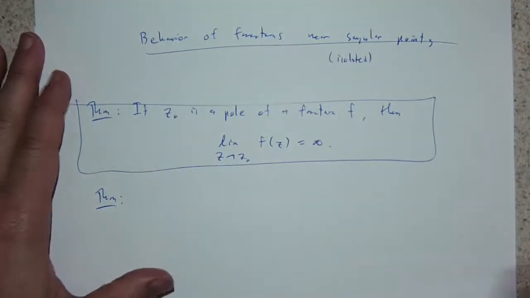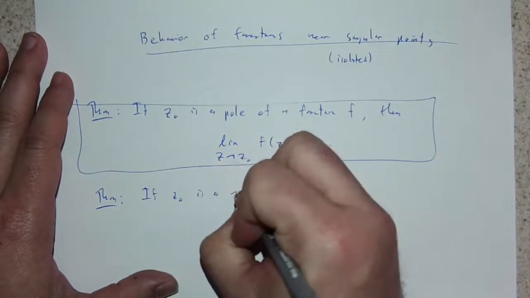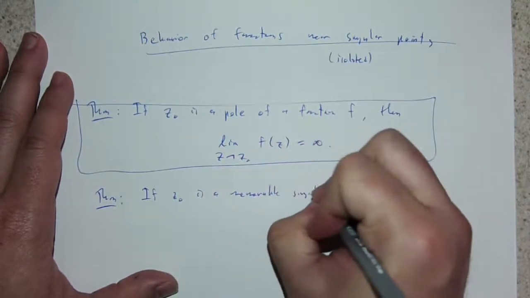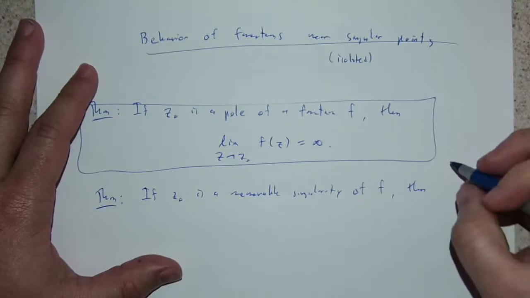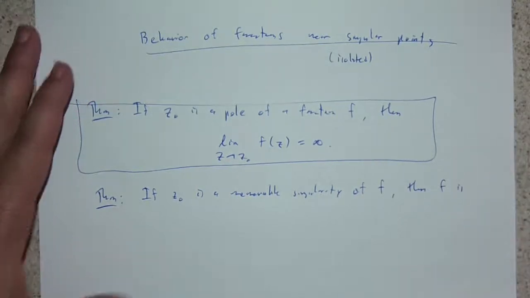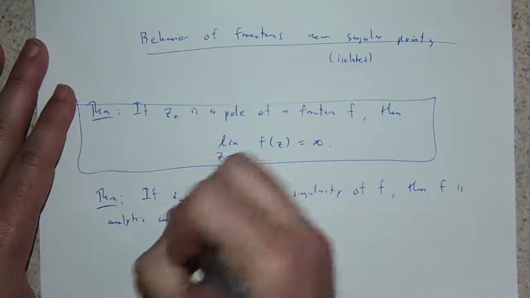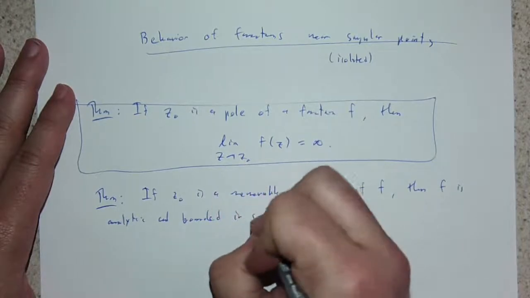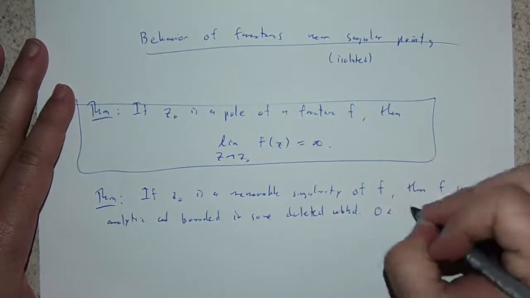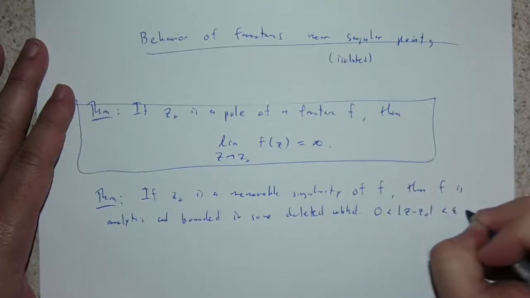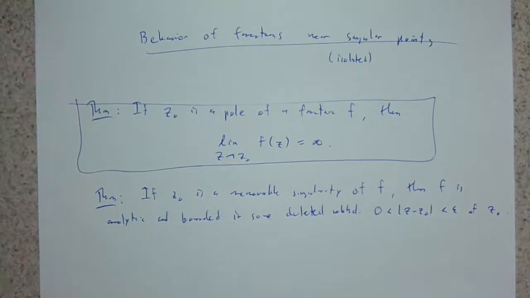So what's another fact here? If z0 is a removable singularity of f, then f is analytic and bounded in some deleted neighborhood of that singularity. So then f is analytic and bounded in some deleted neighborhood of z naught.